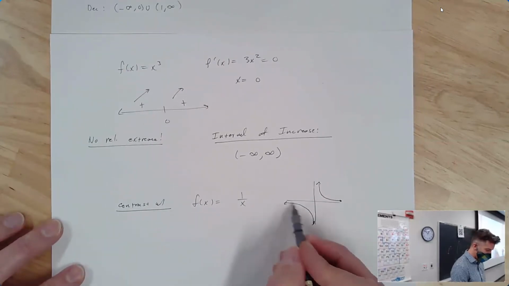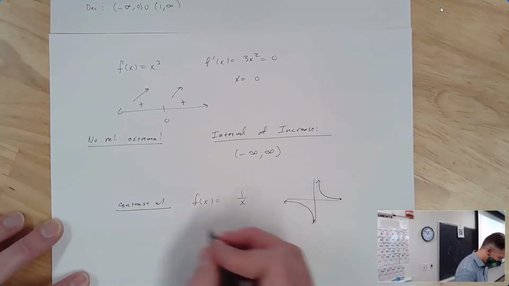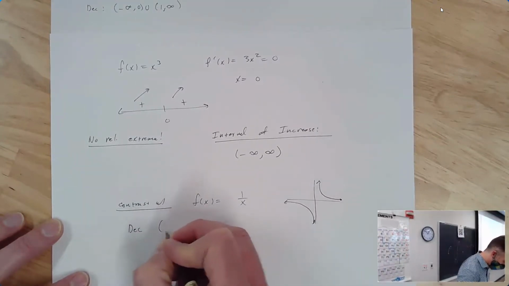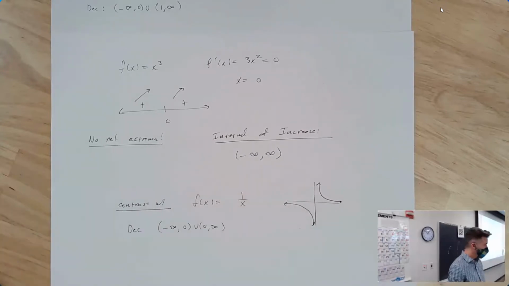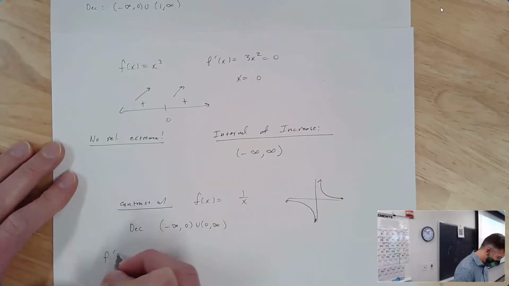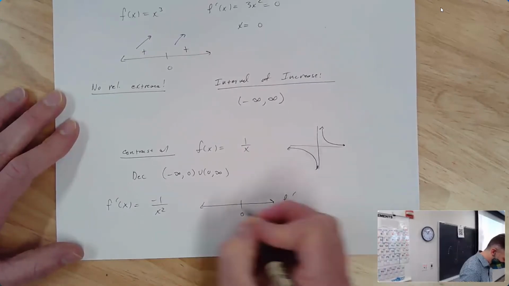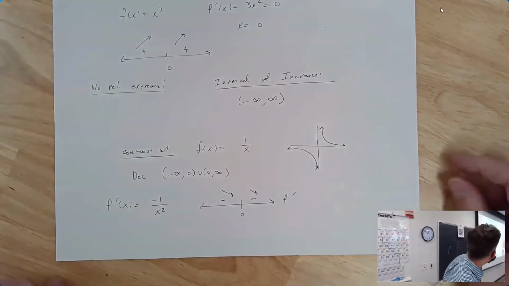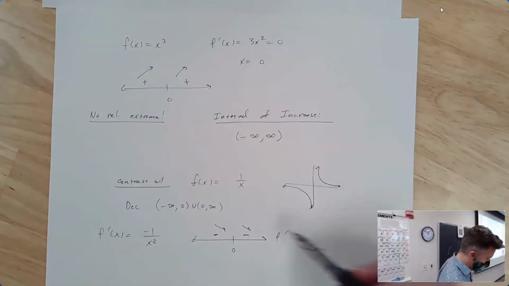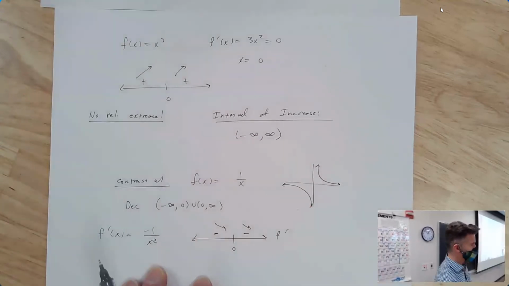From negative infinity to 0, it's decreasing, right? And from 0 to infinity, it's decreasing. So this is definitely decreasing on negative infinity to 0, union 0 to infinity. And if we take the derivative, f prime of x would be -1 over x squared. And here's my sign chart. So the derivative is definitely negative, negative. So what's the difference? Why on this one do I not include the 0, and on this one, I do include the 0?